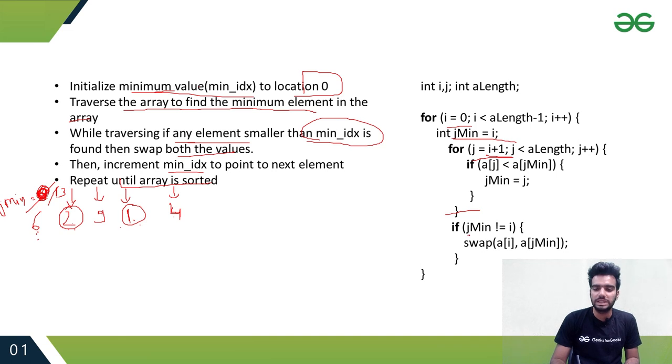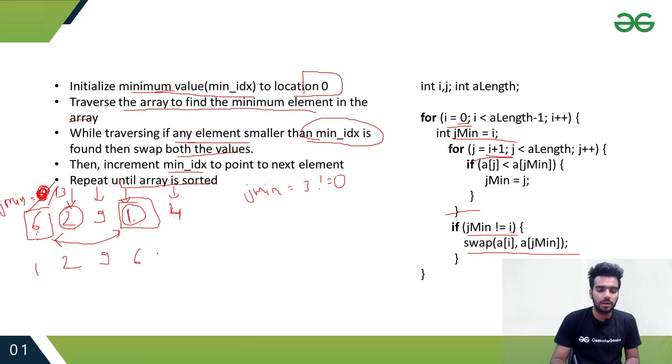Now it's saying, if jmin is not equal to i. Okay, what is our jmin? jmin is 3 and what is i in this case? i is 0, because the first for loop is going on. So i is 0. Yes, they are not equal. And if they are not equal, then swap a of i and a of jmin. Now what is a of i here? a of i is this, and a of jmin is this. So swap these two values. So it will be 1, 2, 9, 6, 4.